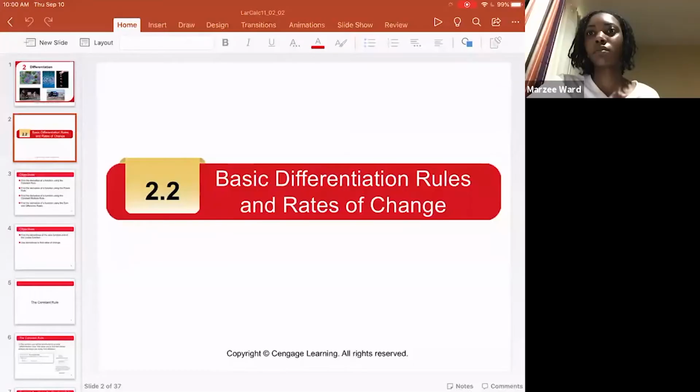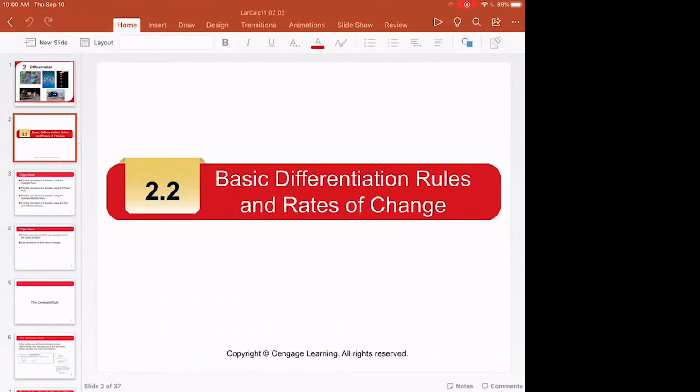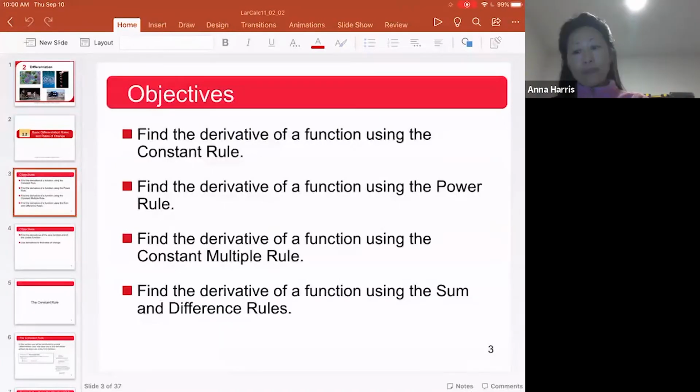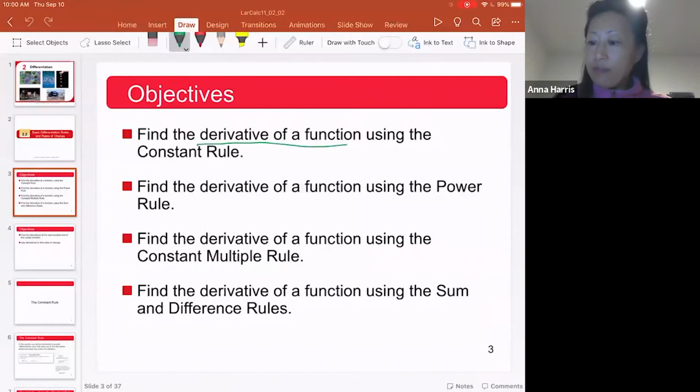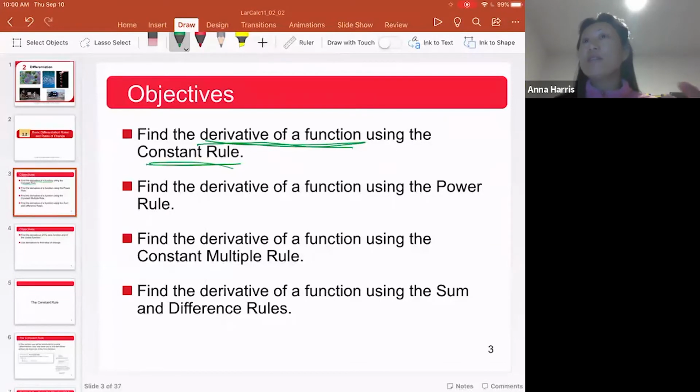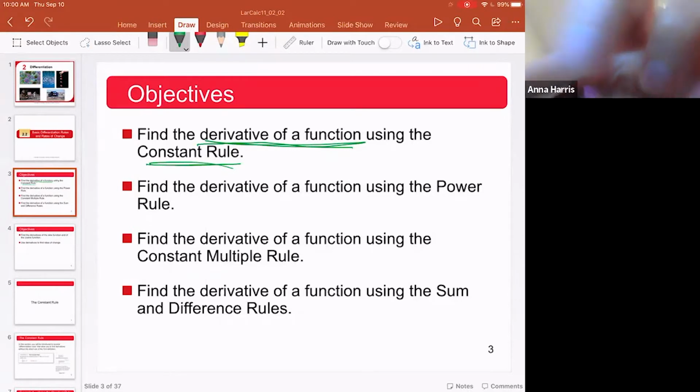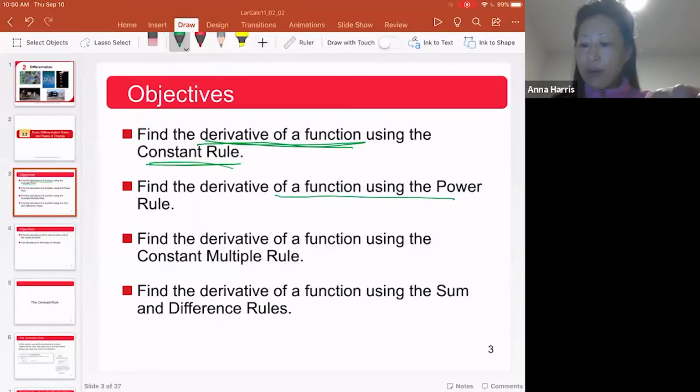All right, let's go and start 2.2, basic differentiation rules and rate of change. So today's objective: find the derivative of a function using the constant rule. The constant rule means the function is constant, like y equals 3, y equals 10, okay? Next, find the derivative of a function using the power rule.